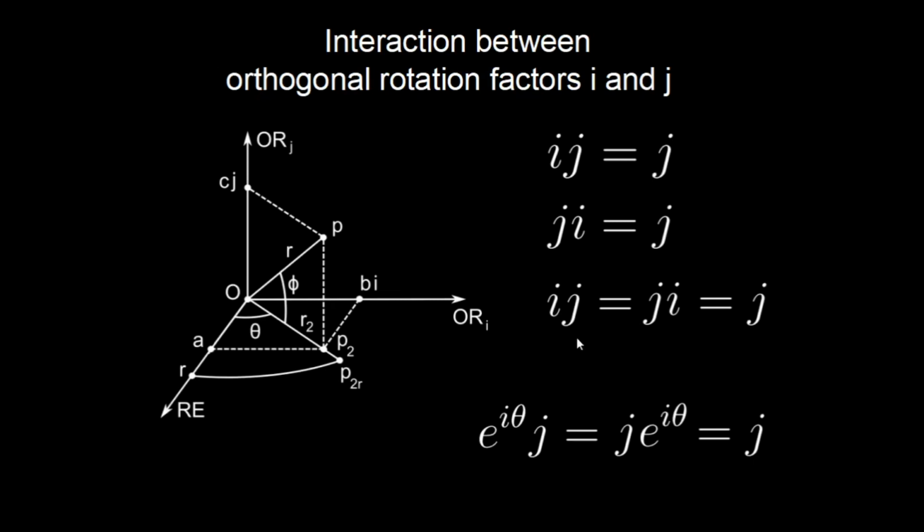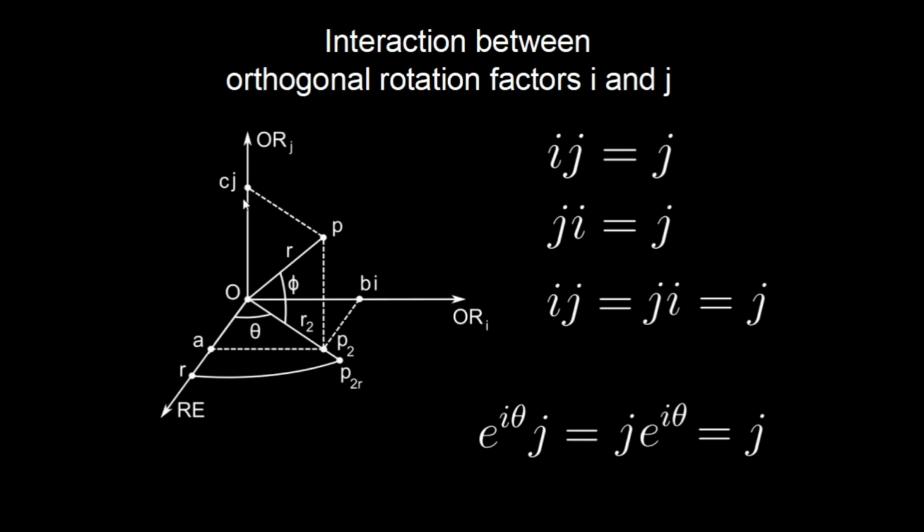We have this identity. In fact, more generically, for an arbitrary angle theta, any point in this line on the plane is also rotated to the ORJ axis by rotation factor j. That is, e to the power I theta multiplied by j equals j.